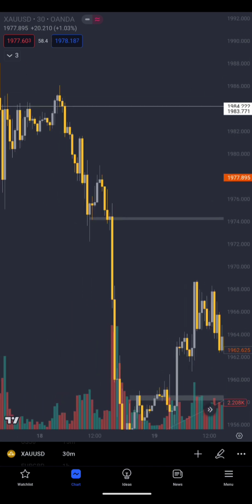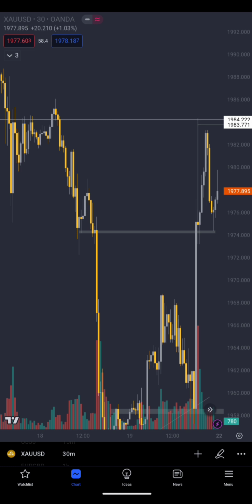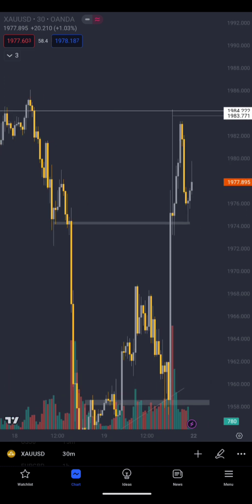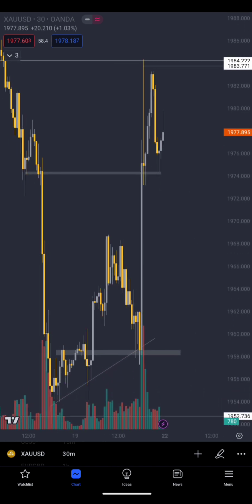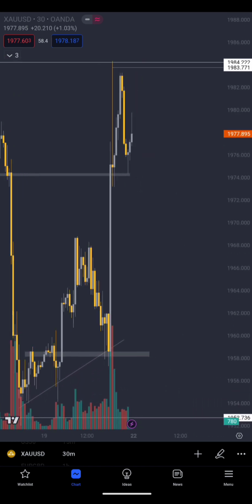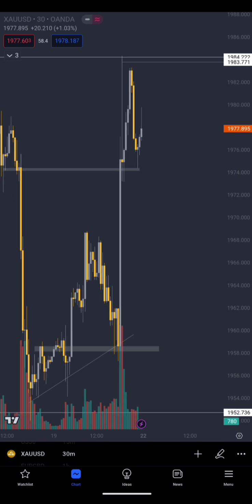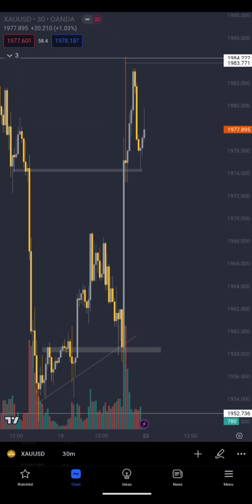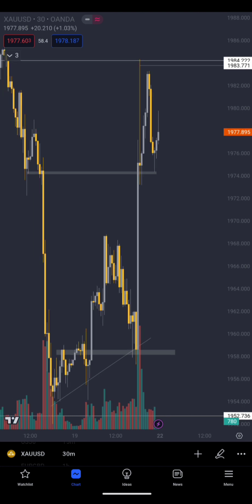It went to another zone here where there was a QM setup. It came there, came back to this roadblock, and then now it went up. So I think next week we'll have great opportunities with gold. I just have to stay around and watch what will happen next week.